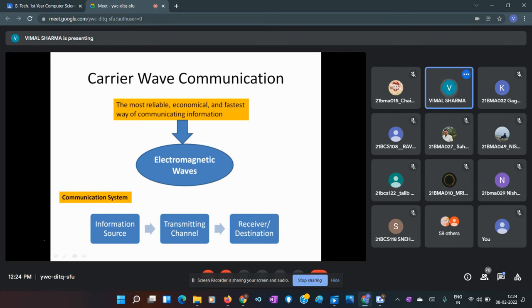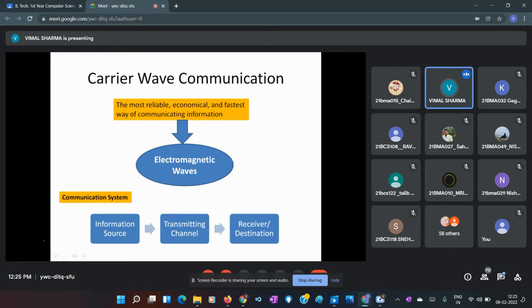So the most reliable, economical and fastest way of communication is the electromagnetic system, or electromagnetic waves. We should know 3 things when we talk about any communication system. That is the source of information, how, in what form information is available with us, which we want to transmit or send. Another thing is through what medium or channel we will be transmitting this signal. And the final thing is the receiver, where we receive this signal.